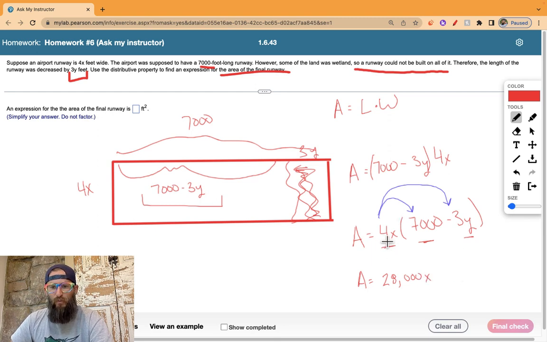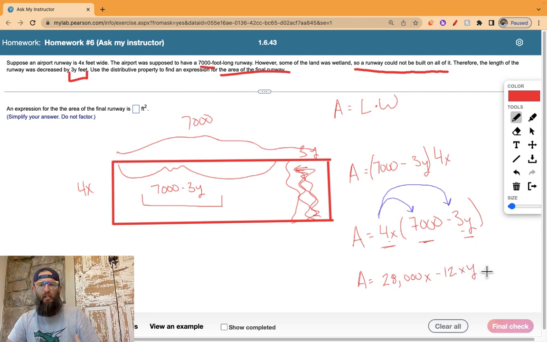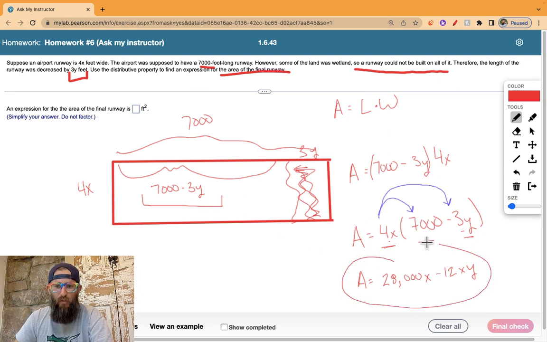Now we have to take this 4x times negative 3y. 4 times negative 3 is negative 12. Since x and y are different variable components, we can't do any of the exponential rules that we would have in other situations, because we don't have the same base. We can't do anything with the exponents. So this right here is the representation of the area based off of these given values.